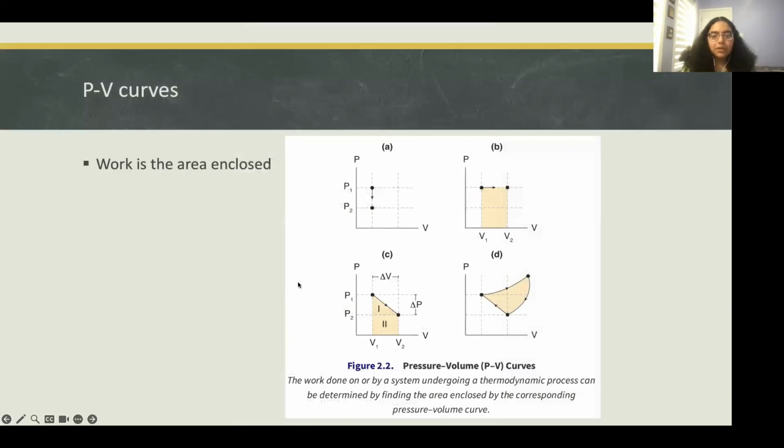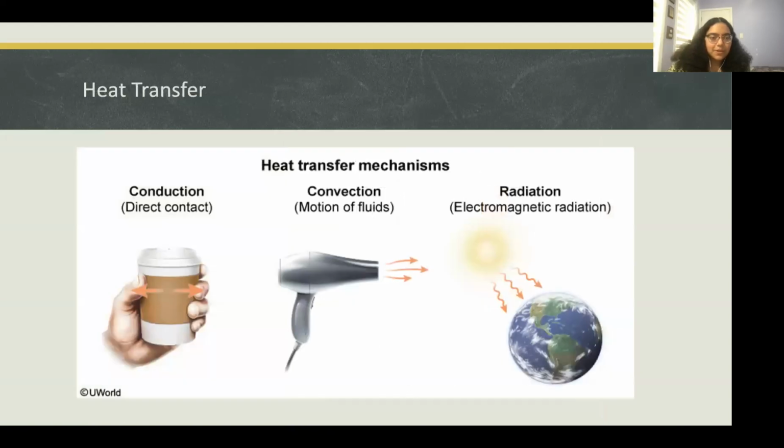So PV curves, as I mentioned, if you're graphing pressure and volume, work is going to be the area enclosed there. That's pretty much what you need to know there.